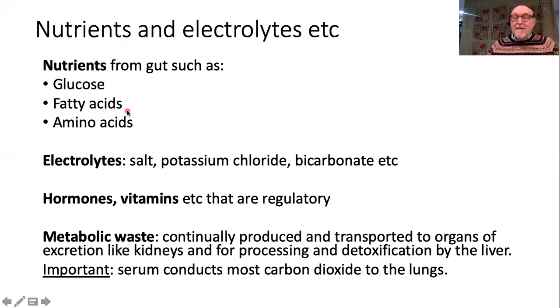Things like sugars, fatty acids, and then also many, many amino acids. Amino acids result from the digestion of proteins. That is one of the major responsibilities of the digestive system, to break down proteins into their constituent amino acids for absorption by the blood, and then distribution as nutrients to the rest of the body.